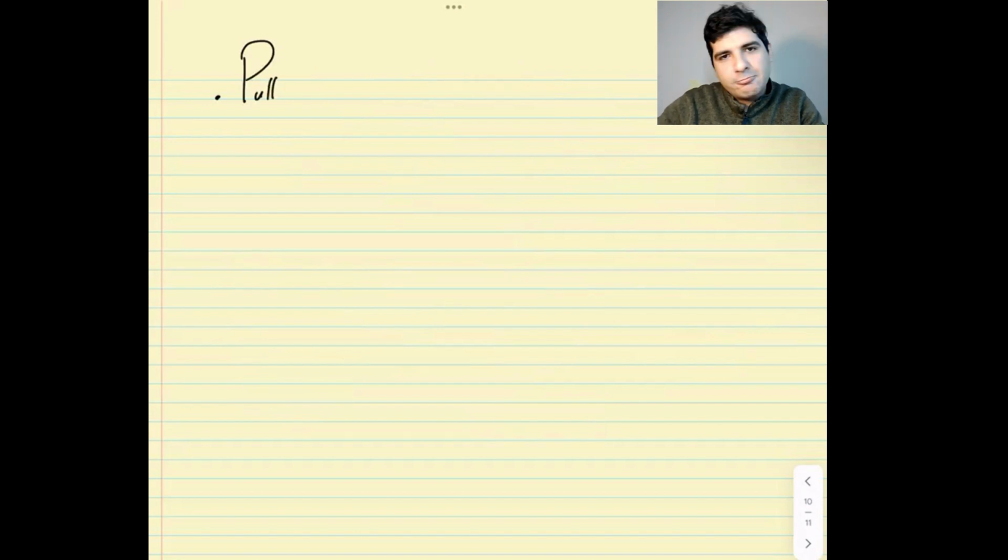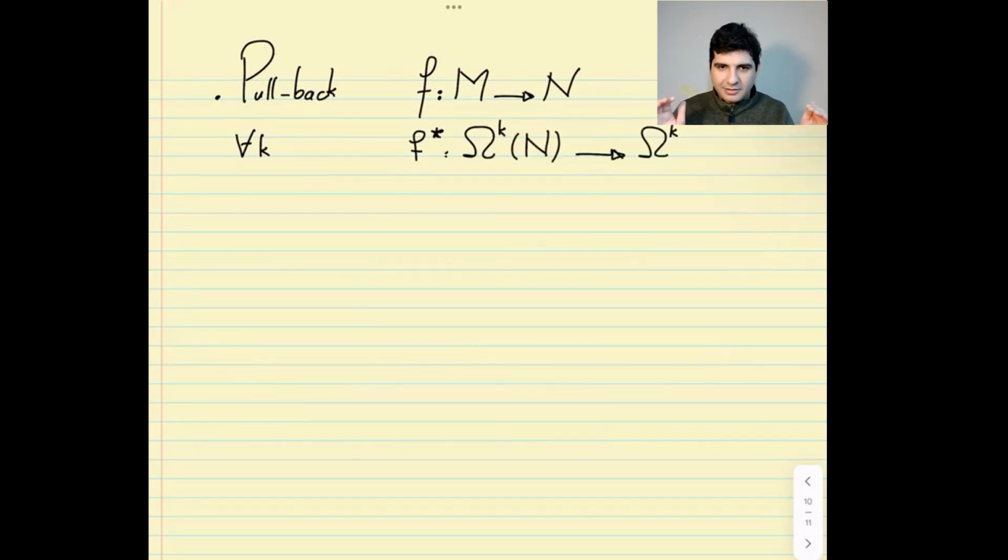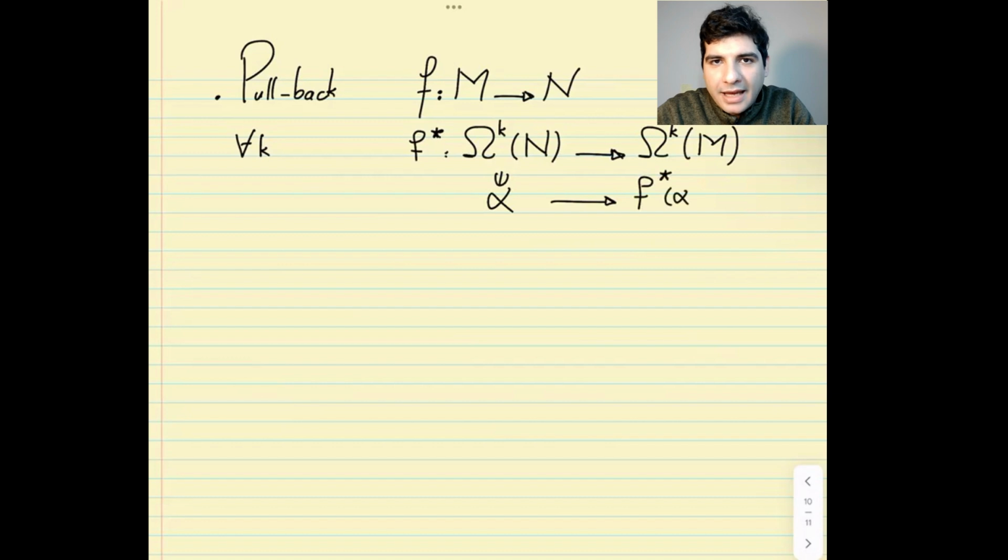The last subsection to discuss is the manifold version of pullback. We had pullback for vector spaces. So suppose we have two smooth manifolds M and N, and a smooth map F from M to N. For any integer K, F star would define a map from K forms on N to K forms on M. It's important that the direction of the arrow is changing. The map F was from M to N. F star is from K forms on N to K forms on M. So pick some K form on N called alpha. F star of alpha should be a K form on M.